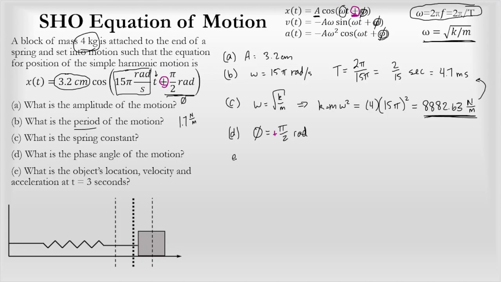Okay. E, what is the object's location, velocity, and acceleration at 3 seconds? Okay, let's do this. They want x of 3. It's just like evaluate the position at 3 seconds, so I'm just going to plug in 3 seconds. I get 3.2 times cosine of 15 pi times 3 plus pi over 2. 15 times 3 is 45, so I get 3.2 times the cosine of 45 pi plus pi over 2. I'm going to do this a little bit different, a quick way to think about it. This is how a physicist might think about it.